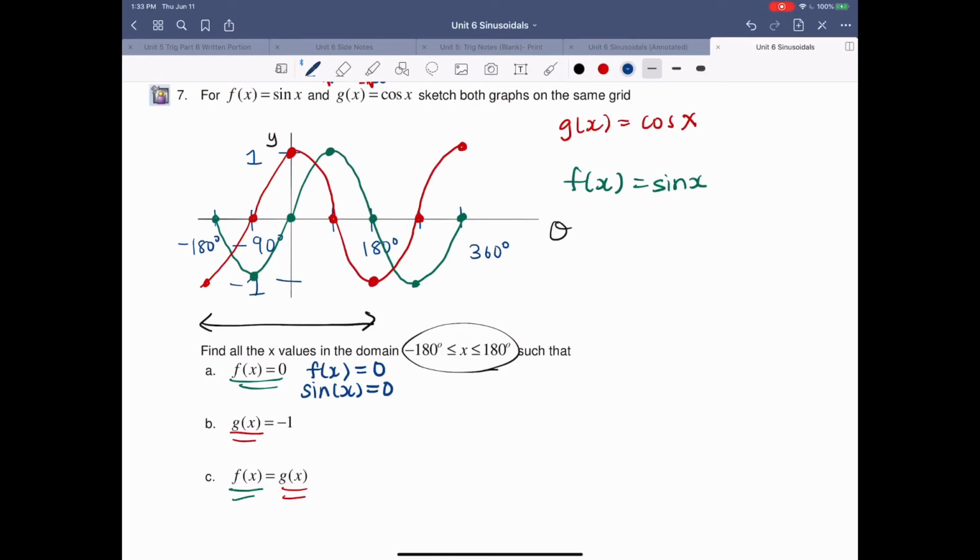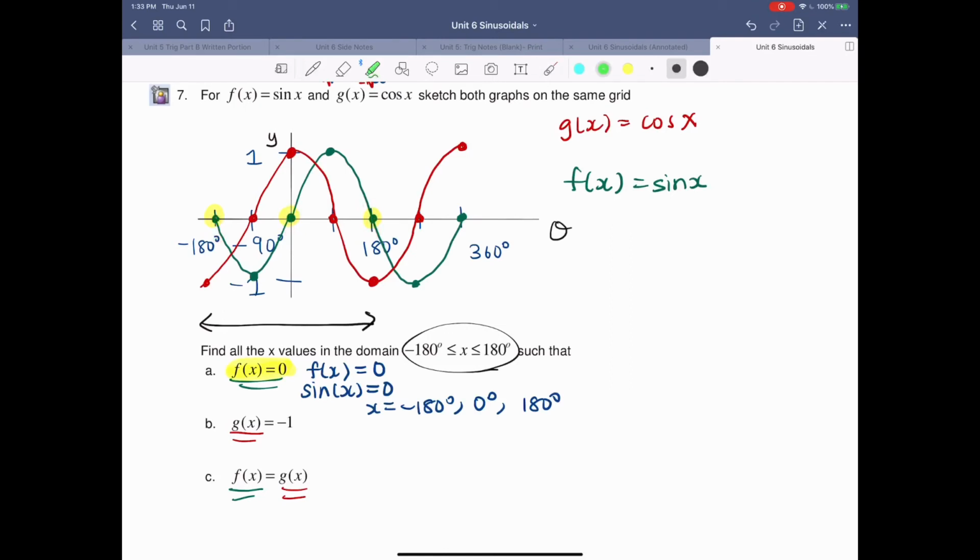So that means I'm going to use a little highlighter, yellow color. I notice that my y value is 0, because that's what it really means. Right here, right there, right there. And then I'm going to state where I see that. So x is equal to negative 180 degrees, 0 degrees, and 180 degrees when the sine values are going to be 0. I hope you see that.